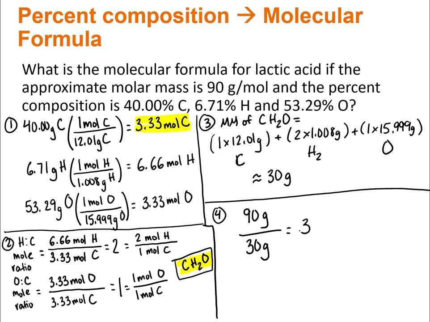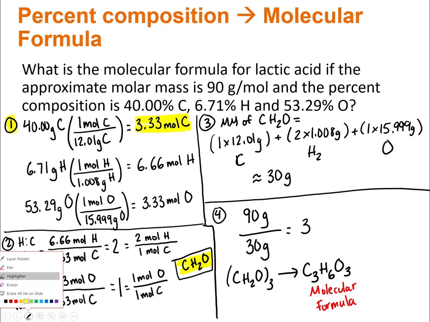That gives us 3. We take our empirical formula and multiply by 3. 1 times 3 gives us 3. 2 times 3 gives us 6. 1 times 3 gives us 3. There's our molecular formula. I'll highlight with the same colors as I did on the previous slide so you can match up the different steps with what we did.